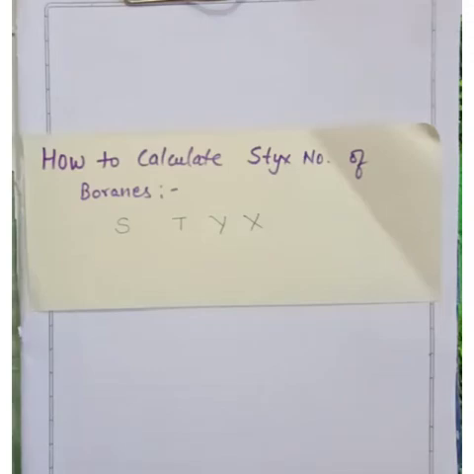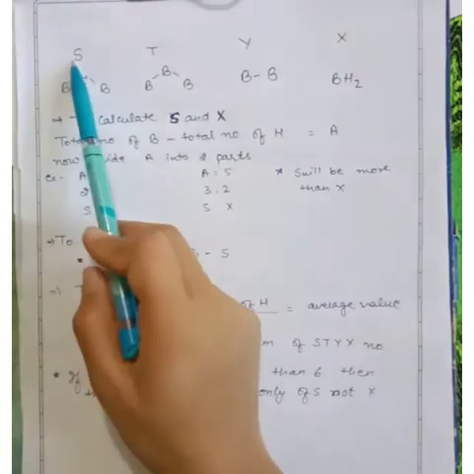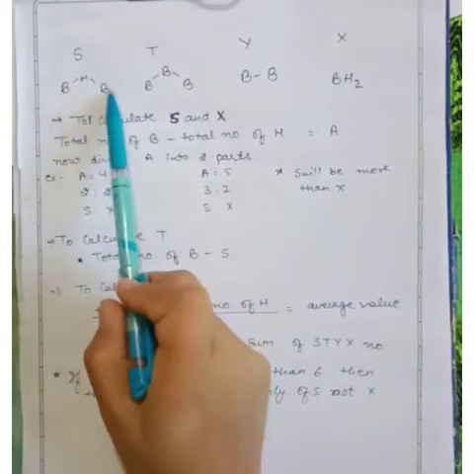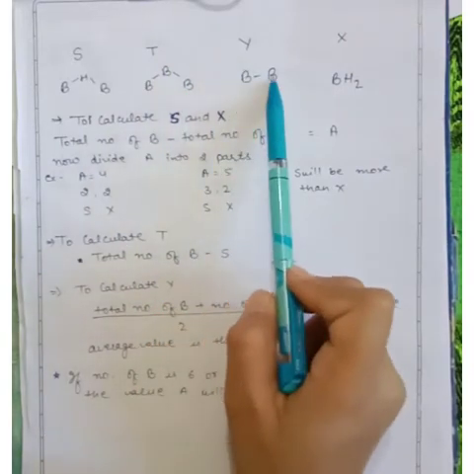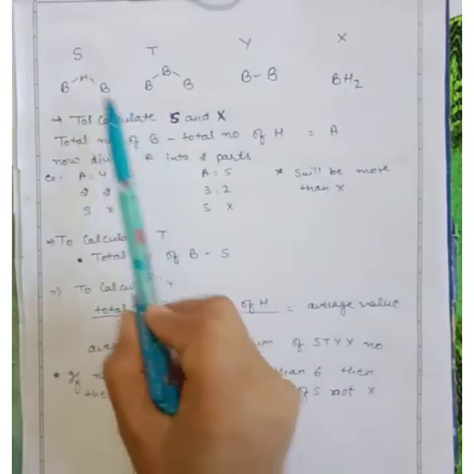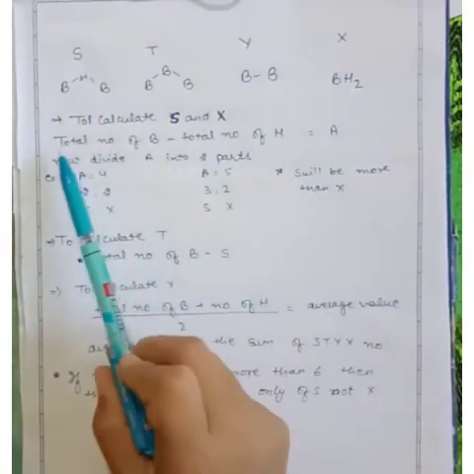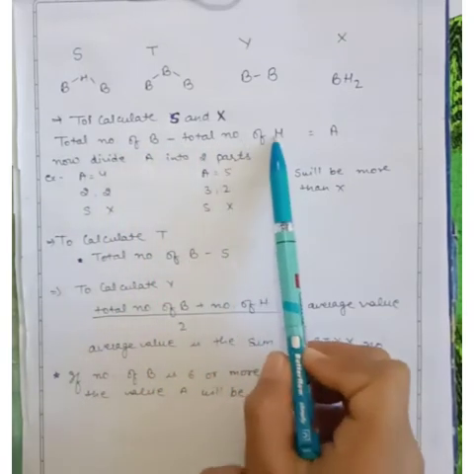In this video, we are going to learn how to calculate STYX numbers of boranes. Here S represents BHB bonds, T represents BBB bonds, Y represents BB bonds, and X represents BH2 bonds. So to calculate S and X bonds, we need to subtract the total number of boron from the total number of hydrogen.